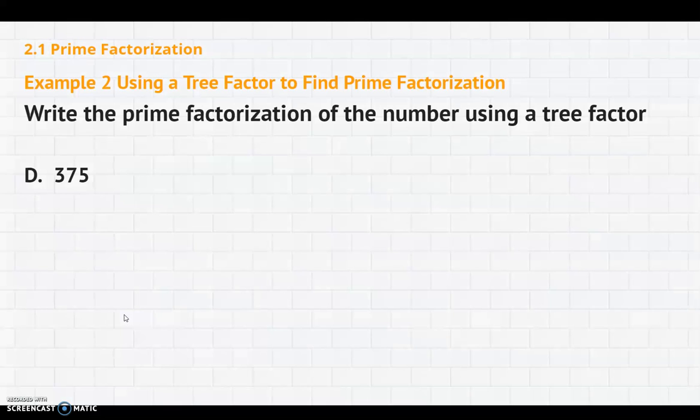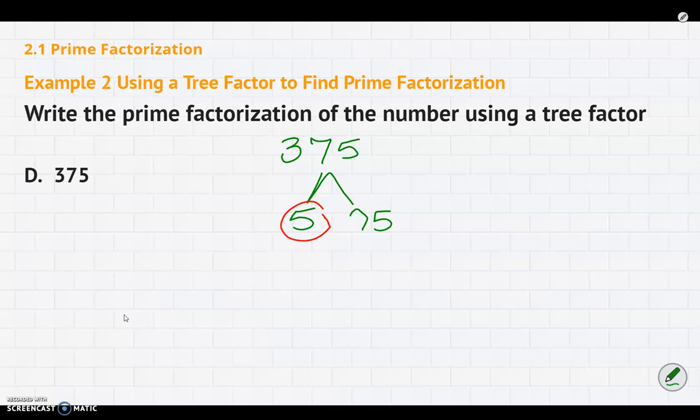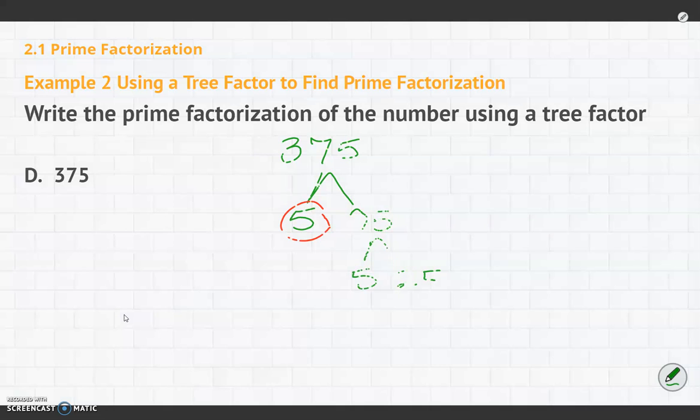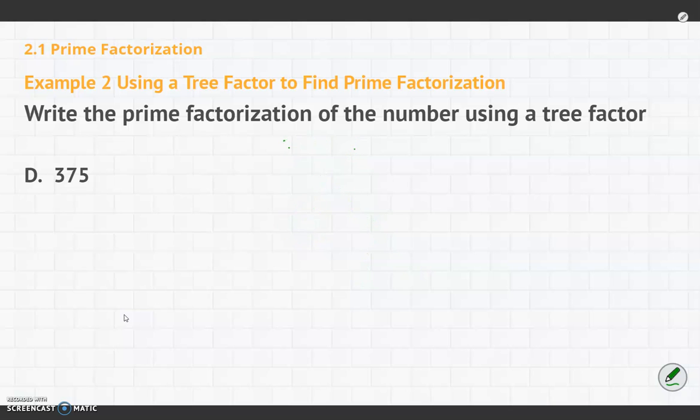Okay, so I see that 375 ends in a 5. So I would say maybe I will start by dividing 375 by 5. Okay, and that might take a little bit of scratch work, which I'm not going to do right now. But if you did that scratch work, you would find it divides into 5 times 75. Oop, that was bad. I know that 5 is prime, so I circle it. 75 is not prime, so I might break it into 5 times, oh, sorry, not 5 times 25. Now I have to start over. Sorry.